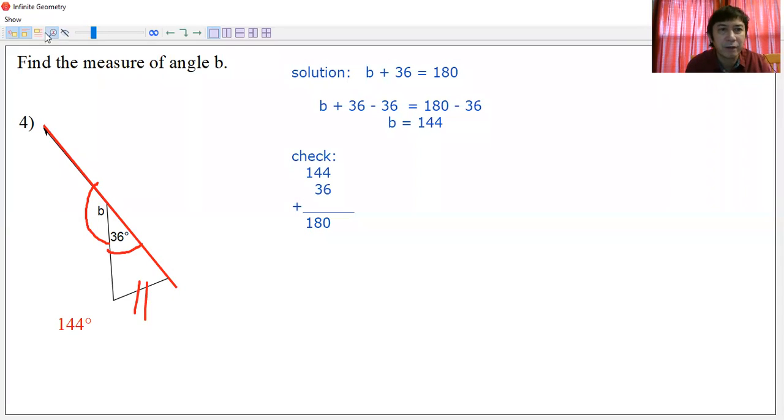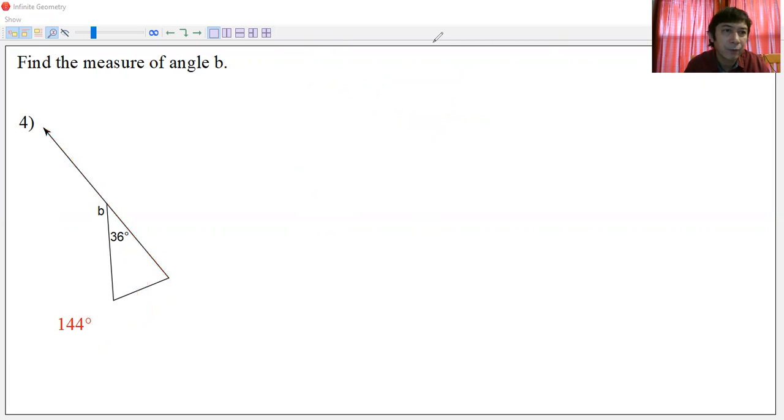And we can verify that. You can see the diagram there. Below the diagram, you have the answer, 144 degrees. That goes to our number 4. We can continue with the next example. Let's continue with number 5.